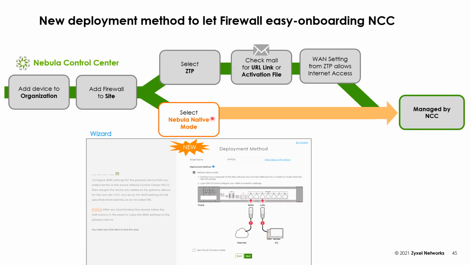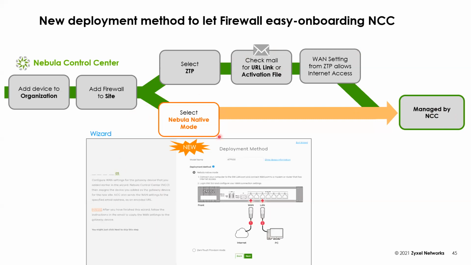So the current process they call zero-touch provisioning. You log into Nebula, you go to your site, you tell it the firewall, you tell it you want to use ZTP, and it will then send you an email with a URL link to the admin, or give you the ability to download a special file, which you load onto a USB stick and plug into the gateway, which then converts the device into Nebula managed mode.